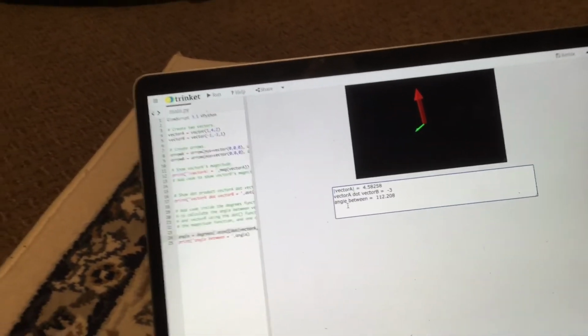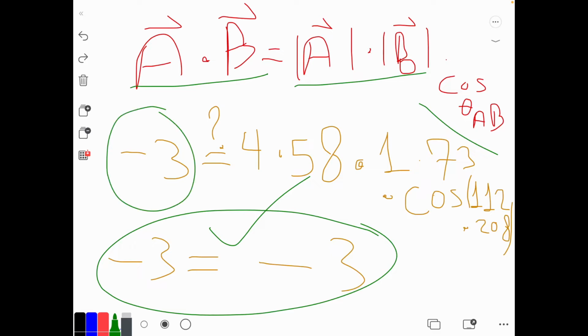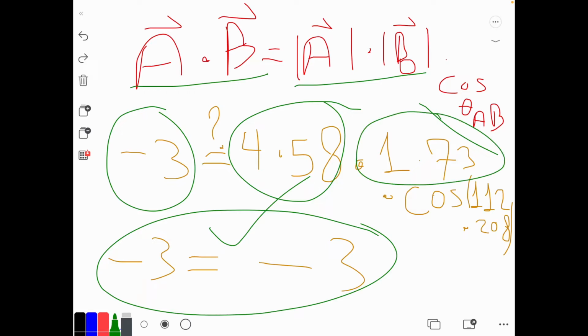So we can find out that yes, this is the right angle, and this is the right number that we are getting, a scalar. On paper, we did the dot product of vector A and vector B, then we had the magnitudes and the cosine, and we put this equal. We got -3 for the dot product, and then we have 4.58. I realize I should have put in code for vector B, which I did. I'm going to get 1.73 as the magnitude of vector B, and then the cosine of the given angle, 112.208, and we put them equal to each other.